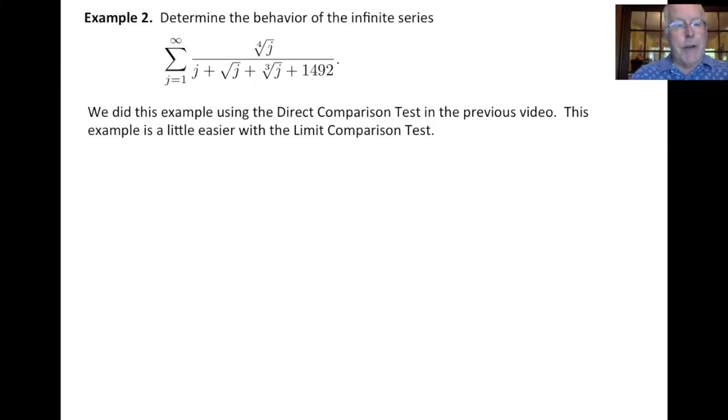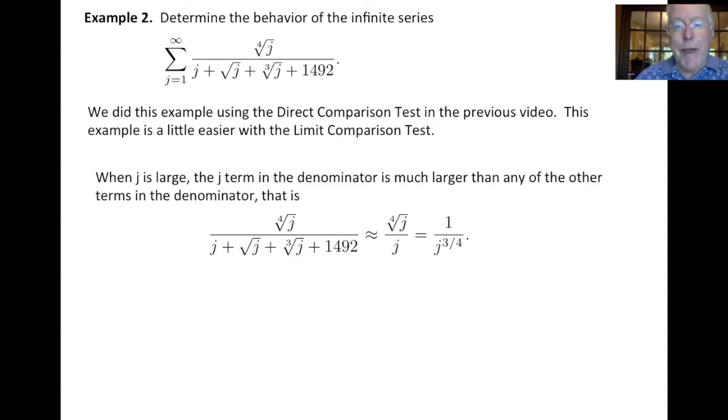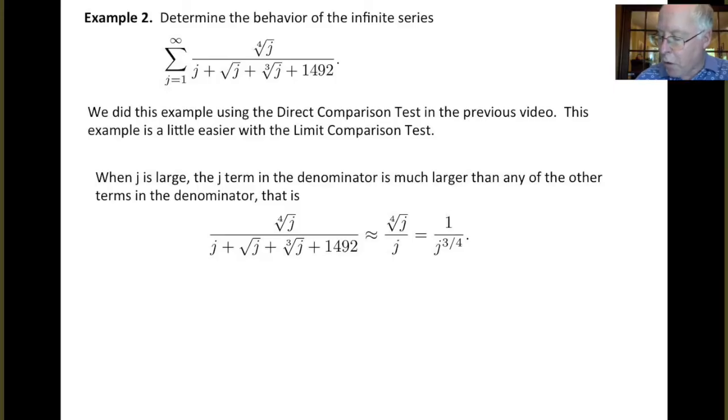Let's look at another example. If you watched the video on the direct comparison test, you saw this example in that video. Let's see how the limit comparison test can be used to make the work a little easier. So we start with the same analysis we do with the direct comparison test, realizing that when J is large, in the bottom, the dominant term is the J. It's bigger than all the other stuff down here.